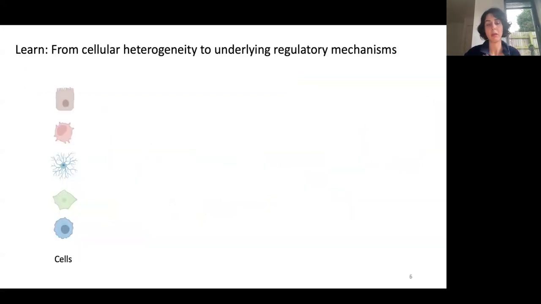So let's see how these learn and predict make sense and what they exactly mean here. Cells are very different from each other. Sometimes even morphologically, they look different and they have different profiles.